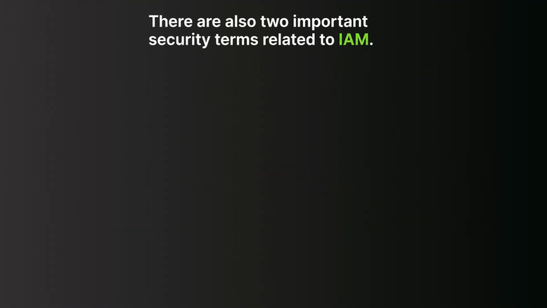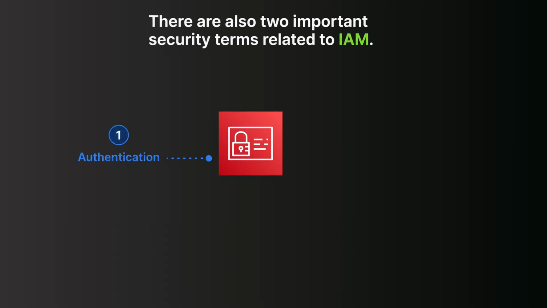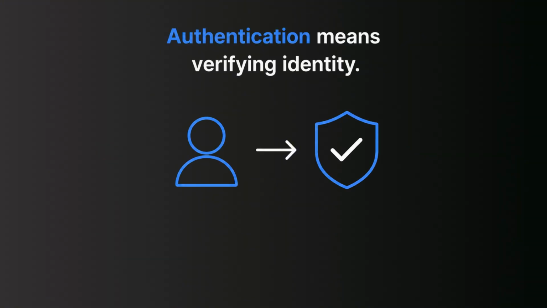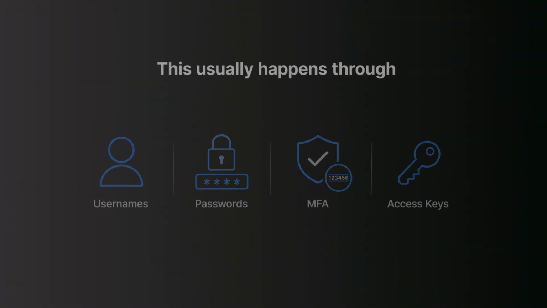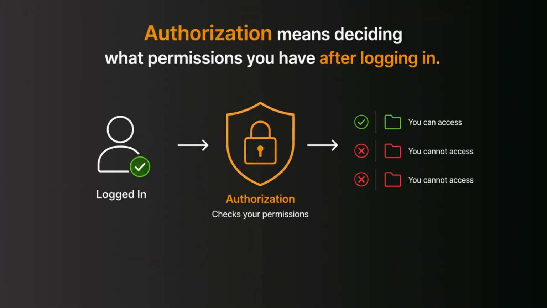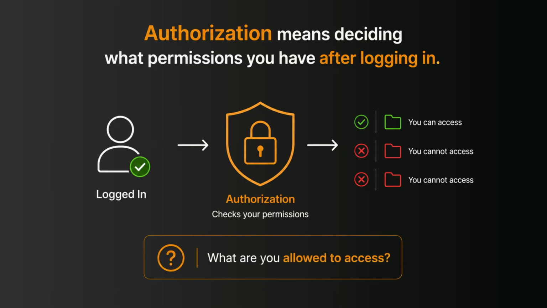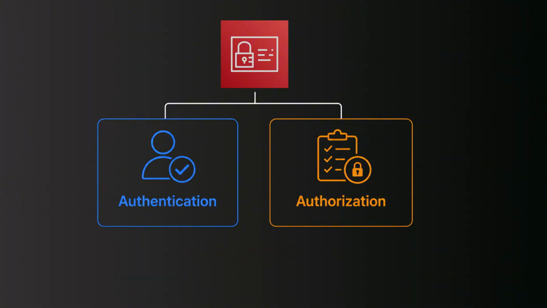There are also two important security terms related to IAM: authentication and authorization. Authentication means verifying identity. Basically, who are you? This usually happens through usernames, passwords, MFA, or access keys. Authorization means deciding what permissions you have after logging in. What are you allowed to access? IAM handles both authentication and authorization inside AWS.